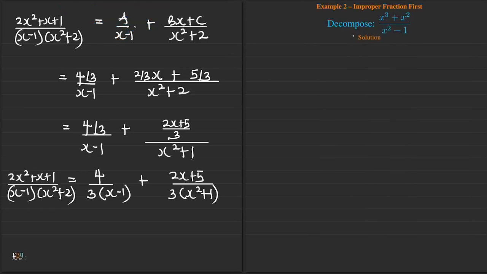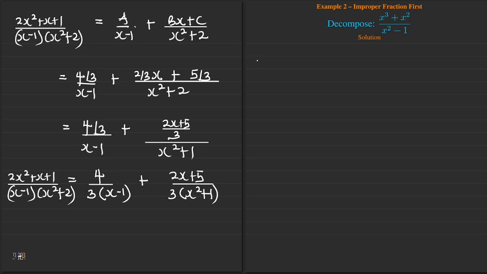So our second question says we have to decompose x cubed plus x squared all over x squared minus 1. Now, if you look at it carefully, the whole fraction is actually an improper fraction. The reason being that the degree of the numerator, which is 3, is greater than the degree of the denominator, which is 2. So anytime it is equal to or greater than that of the denominator, you say it's an improper fraction.